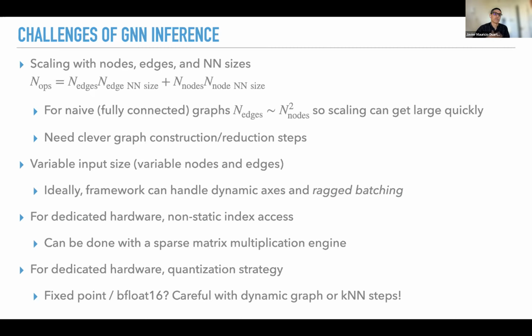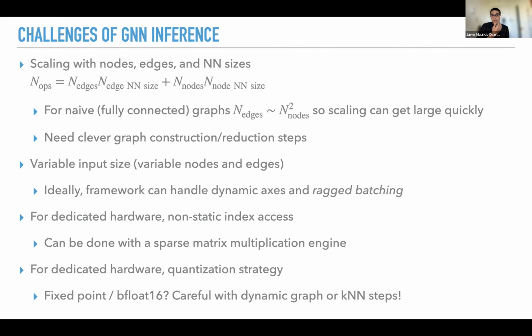As I mentioned, for naive, fully connected graphs, the number of edges scales as the number of nodes squared. So the scaling can get quite large very quickly. But in most cases, we're trying to do some clever graph construction or reduction steps so that we're not always dealing with a fully connected graph.